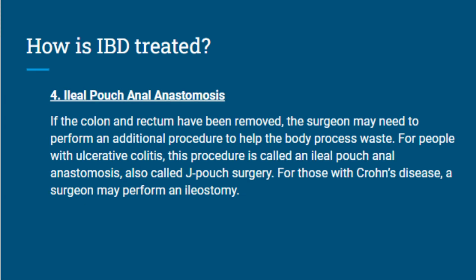4. Ileal pouch-anal anastomosis. If the colon and rectum have been removed, the surgeon may need to perform an additional procedure to help the body process waste. For people with ulcerative colitis, this procedure is called an ileal pouch-anal anastomosis, also called J-pouch surgery. For those with Crohn's disease, a surgeon may perform an ileostomy.